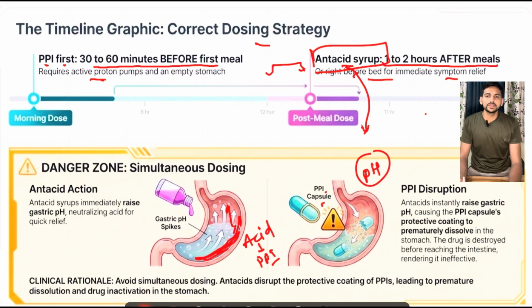So whenever the individual is having severe symptoms and you are targeting rapid relief, otherwise just before bedtime, if the individual is having excessive nocturnal symptoms, then only we can advise antacid syrups, and it should be advised to take 1 to 2 hours after meals. So these points are very important.